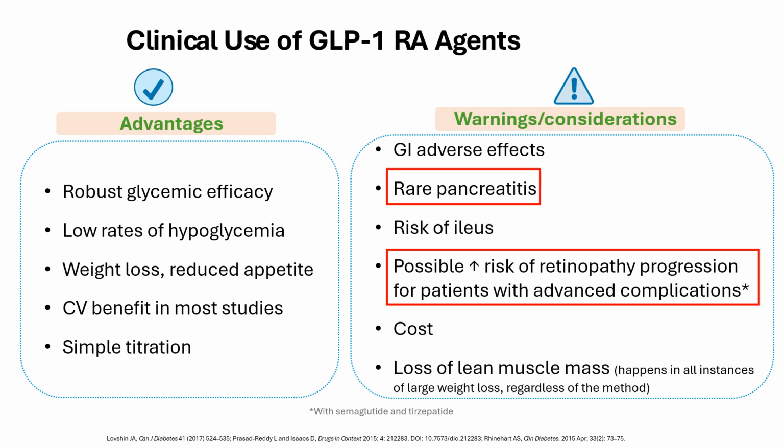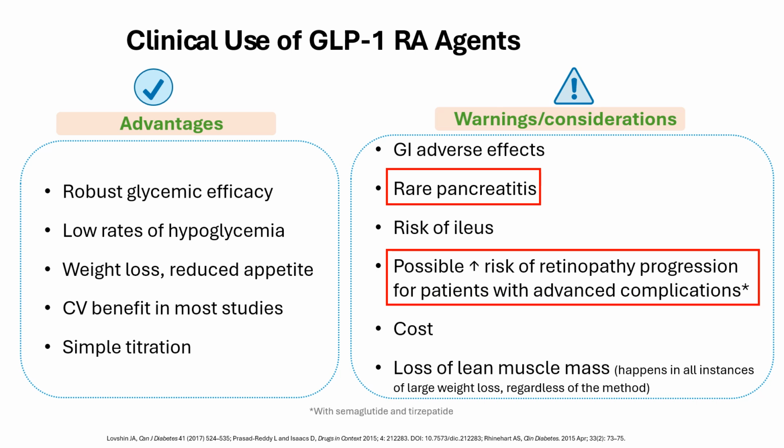What are the considerations? So the GI adverse effects, of course, are always front and foremost. In the cases where a person has recurring pancreatitis and a history of acute pancreatitis, it would not be the best drug to use for them. If they have risk of ileus, then not a good, it's slowing down that gut. And if they already have retinopathy, it will not cause retinopathy in people who don't have retinopathy. If they have existing retinopathy, it could increase the progression of that retinopathy, so it would be contraindicated in that. And the cost is always a consideration, and the loss of lean muscle mass.